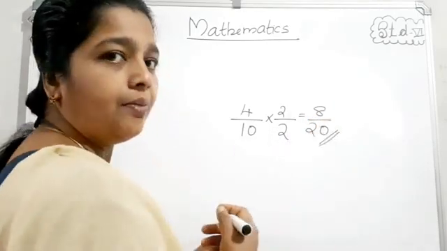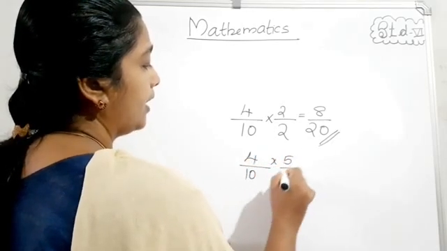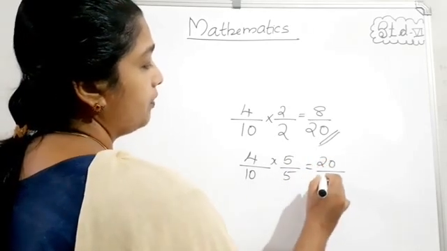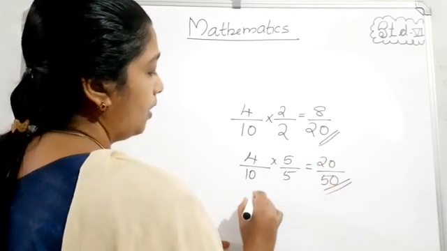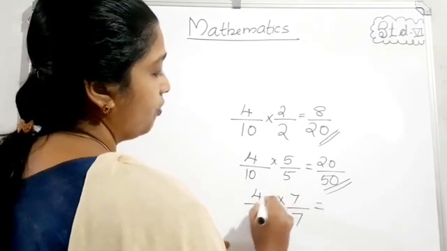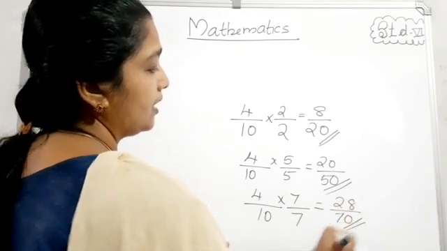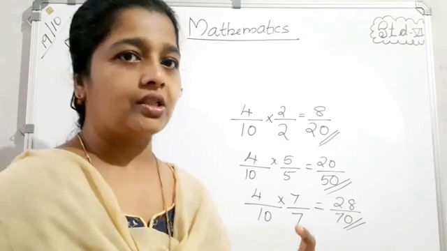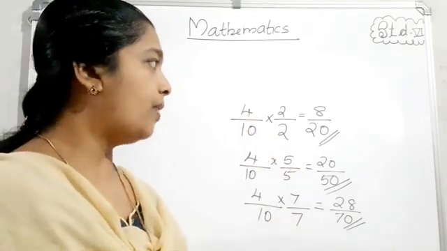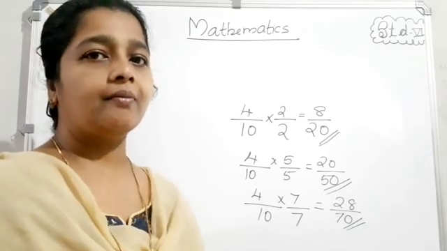Then we can take any numbers. 5: we can take 4 by 10 into 5 by 5, that equals 4 into 5, 20, by 10 into 5, 50. Then one more, we can do 4 by 10 into 7 by 7. 4 sevens are 28, by 10 into 7 equals 70. So the equivalent fractions of 4 by 10 are 8 by 20, 20 by 50, 28 by 70.